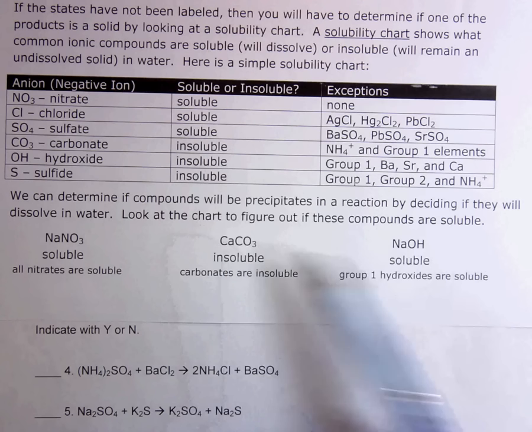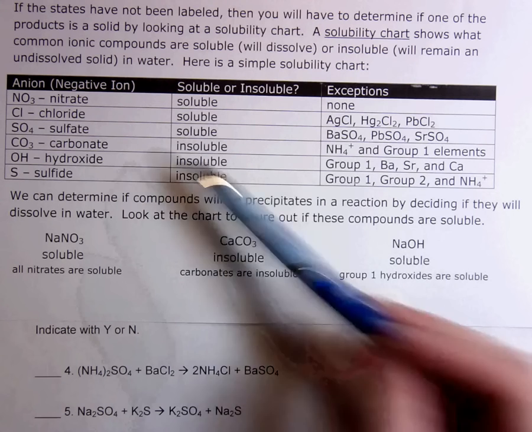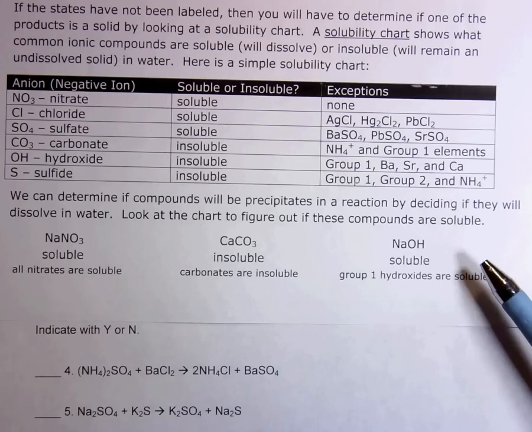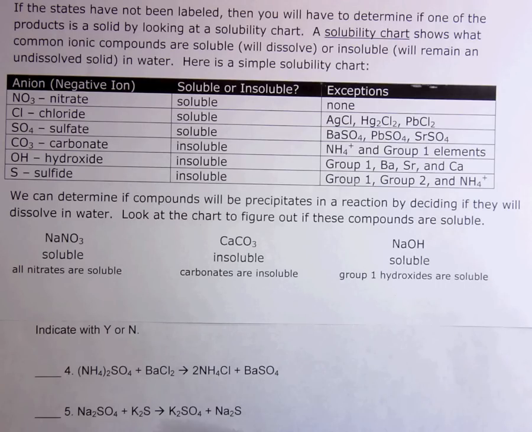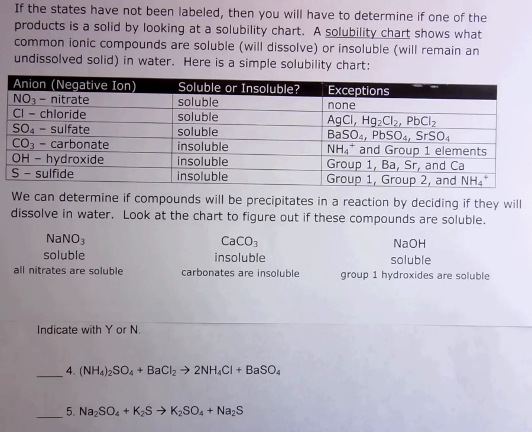It gives you some examples for soluble and insoluble down here in case you want to check and make sure that you're doing it right. Check all of your products, make sure you have one aqueous and one solid, and if you do, then you have a precipitation reaction. So finish that up through number 10, and if you do still have any questions, please make sure you ask.